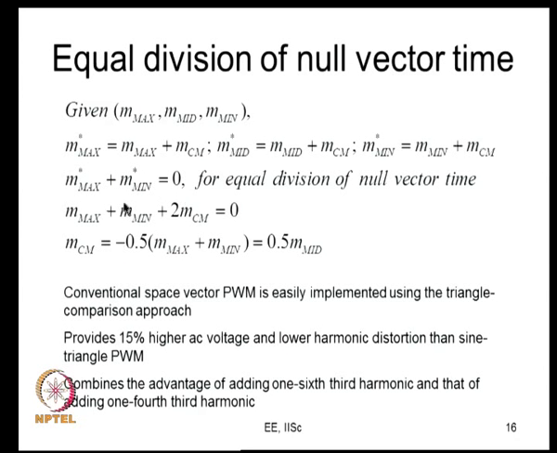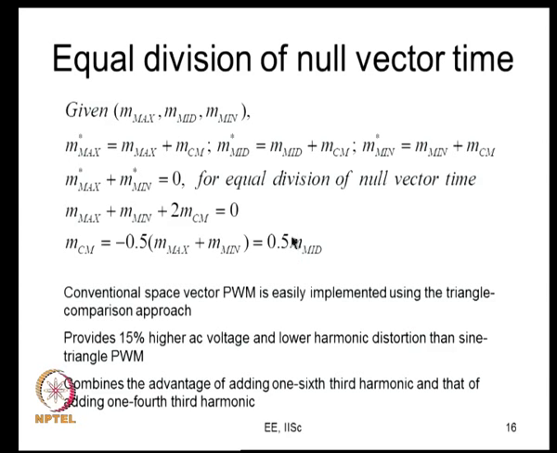They should be equal in magnitude, but opposite in sign, or M max star plus M min star is equal to 0. So, if you need that, then M max plus M min plus 2 MCM is equal to 0, as we had done before, and this gives you the expression MCM is minus 0.5 times of M max plus M min. And now, M max plus M min is equal to minus M mid, because you start from 3 phase sinusoidal signals, and therefore, MCM is equal to 0.5 M mid, which is what we have been using.